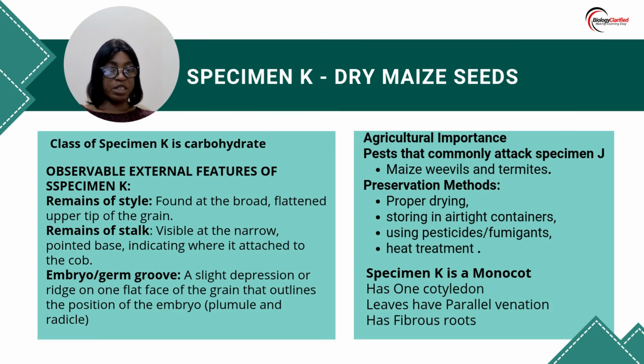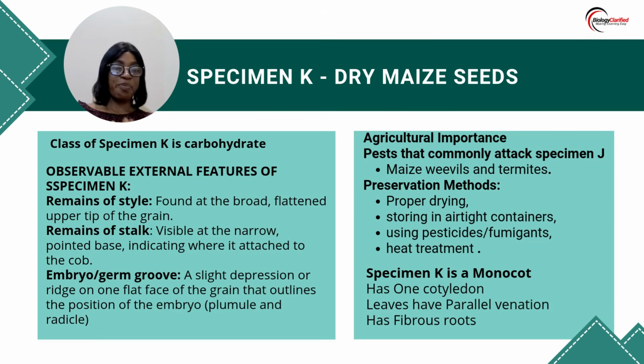Observable external features of specimen K: remains of style found at the broad, flattened upper tip of the grain. Then the remains of stalk visible at the narrow pointed base, indicating where it is attached to the cob. That point where it is attached to the maize cob is the remains of stalk. Then the embryo, a germ groove, is a slight depression or ridge on one flat face of the grain. The maize has a flat face, so that outlines the position of the embryo. That's where you will find it.